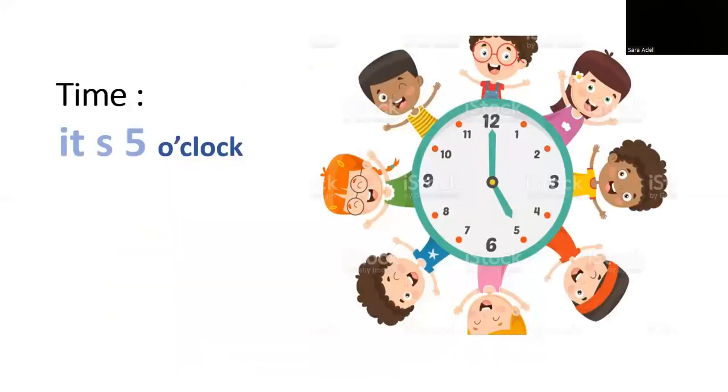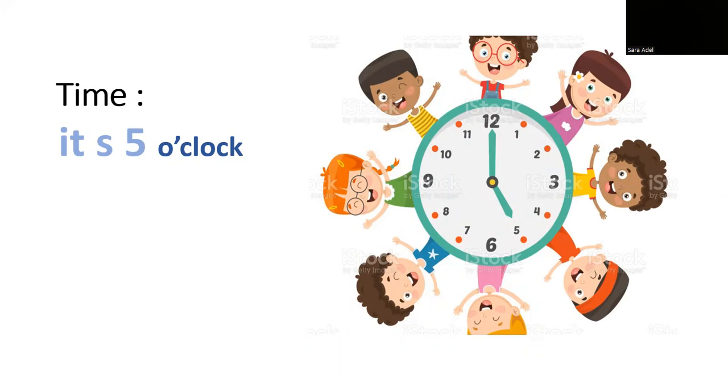Okay, the next. Firstly, I will look at the minute hand. Here, the minute hand stands on 12. When it stands on 12, it will be o'clock. Okay, let's see the hour hand. The hour hand stands on 5. It will be 5 o'clock.